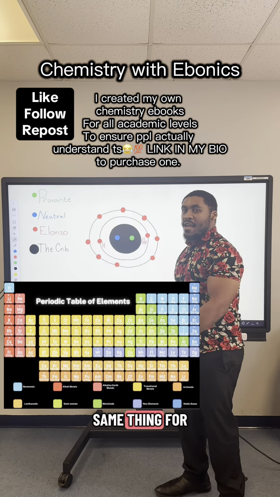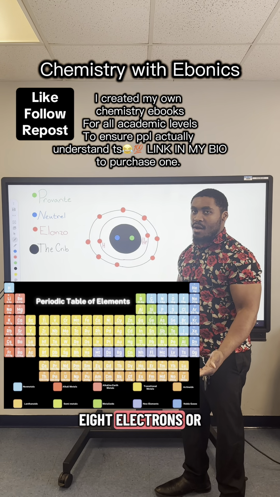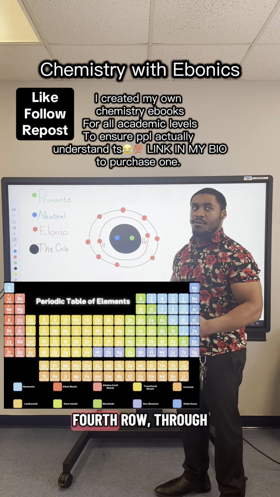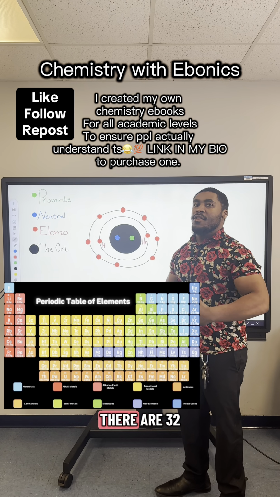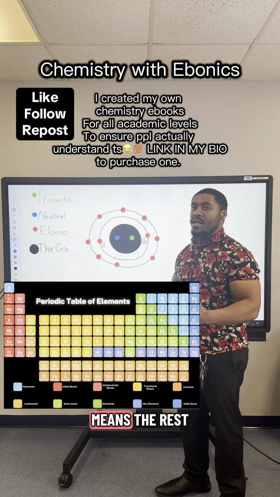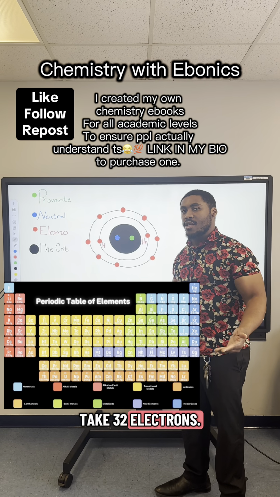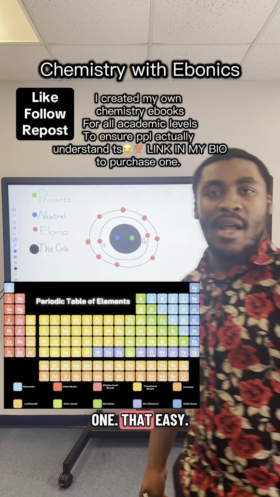And you do the same thing for the third row because it has 8 electrons or 8 elements there. And then the fourth row through the 7th row, there are 32 elements. So that means the rest of the rings take 32 electrons. That's pretty much it. Now, wasn't that easy?